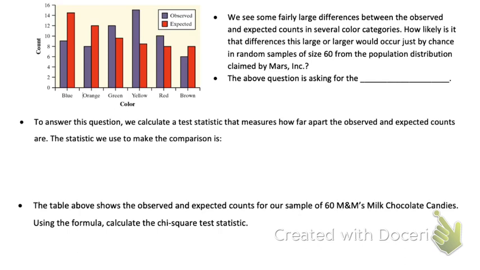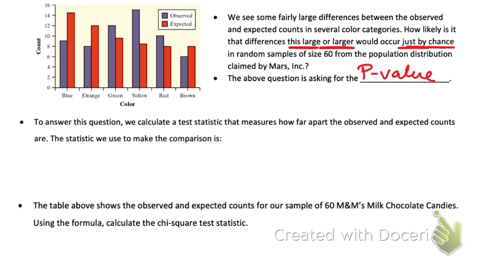We see some fairly large differences between the observed and the expected counts. This is just a bar chart of what we saw. It's just a visual, okay? How likely is it that differences this large or larger would occur just by chance in random samples of size 6 from the population distribution claimed by Mars? What did I just ask you? I asked you for the p-value. That question is, what is the p-value? And guess what? We can find the p-value very easily.